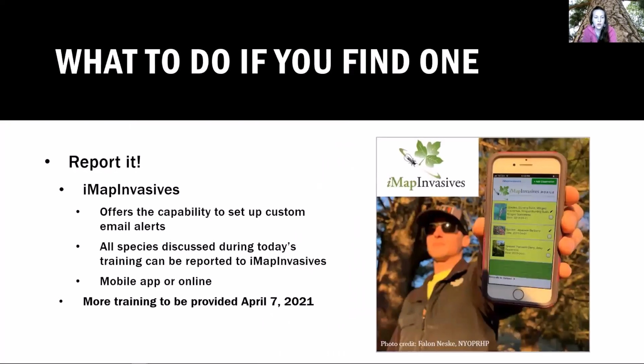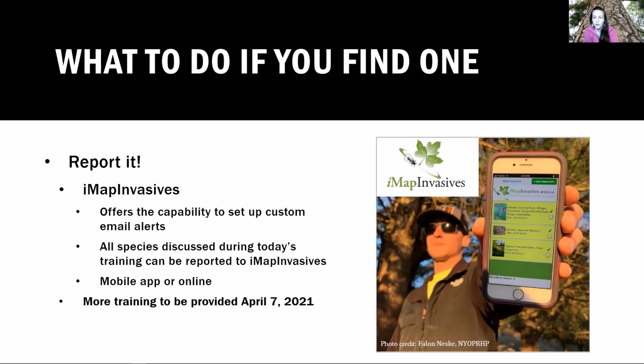We've mentioned several times already, by each of the presenters, the iMapInvasives program. So we do encourage you, if you find any of these species that we talked about here today, or any other invasive species that you might know about, to report it to iMapInvasives. Again, it's a really great and fairly intuitive platform to use. You can use your phone with a mobile app to report things. You can also sign in online with your computer to report things that way as well.